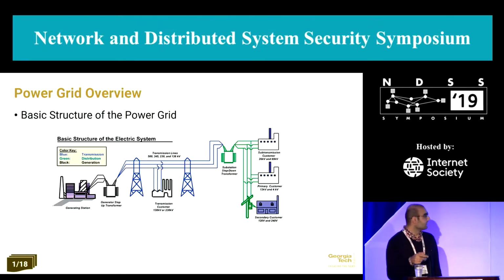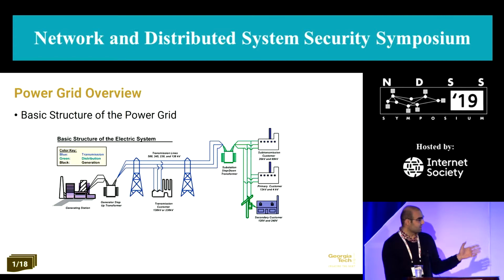So, let's start with a brief background on the power grid structure. Generally, the power grid has three main sectors: generation, transmission, and distribution. In the generation section, most of the energy required by the customers is generated by large power plants like nuclear power plants. The transmission lines are responsible for transmitting electric energy over long distances. And finally, distribution systems are responsible for distributing energy to the end users in a small geographical area.